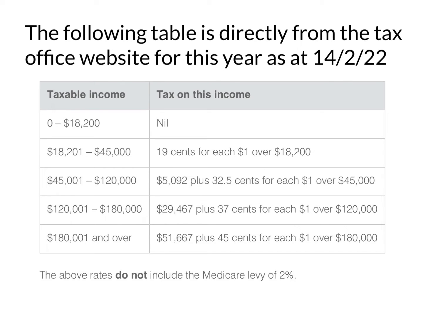The next tax bracket is for those people who earn between $45,000 and $120,000. They pay $5,092, which is the amount from the bracket before, plus 32.5 cents for every dollar over $45,000. And each tax bracket afterwards increments in the amount of cents per dollar over the lowest amount in that bracket. None of this includes Medicare levy, which we will cover in a later video.